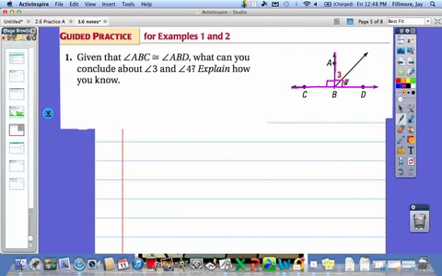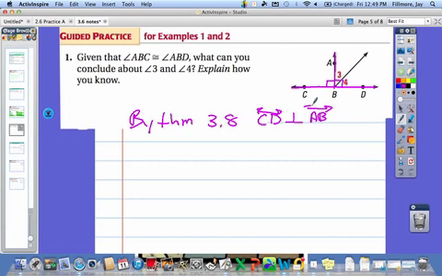What can we conclude about angles 3 and 4? Well, since they are adjacent angles, they share a common side, and they form a right angle, they're going to be complementary. That's according to the theorem we just went over, 3.10. So by Theorem 3.8, we know that line CD is perpendicular to AB.